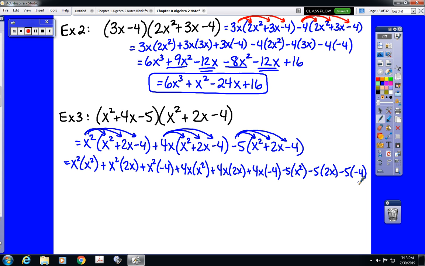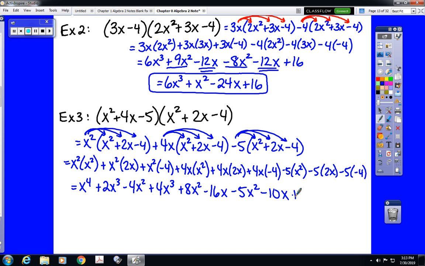Then we go through and we actually multiply each of those out. That is x to the 4th plus 2x to the 3rd minus 4x squared plus 4x cubed plus 8x squared minus 16x minus 5x squared minus 10x plus 20. Then all we have to do is go in and combine like terms. There are quite a few of them this time.